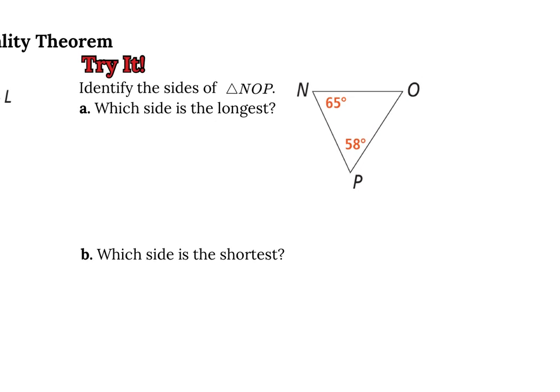All right, identify the sides of triangle NOP. Which side is the longest? Again, we need to find our missing angle here. So my missing angle would be 57 degrees. My largest angle is the 65, so that means my longest side is OP.